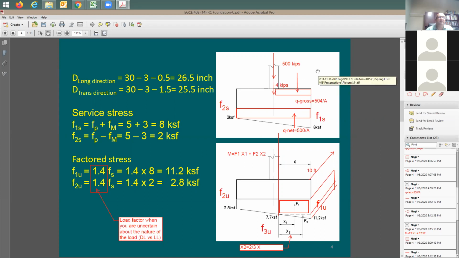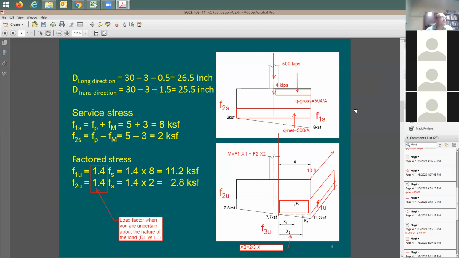If I have used the 500 kips only and find out the net pressure, meaning, whether you use the gross or use the net pressure, you're going to end up with exactly the same moment on the concrete section of the footing. Are you good about this? Is everybody clear about it? Yes? Okay. Yes, sir.